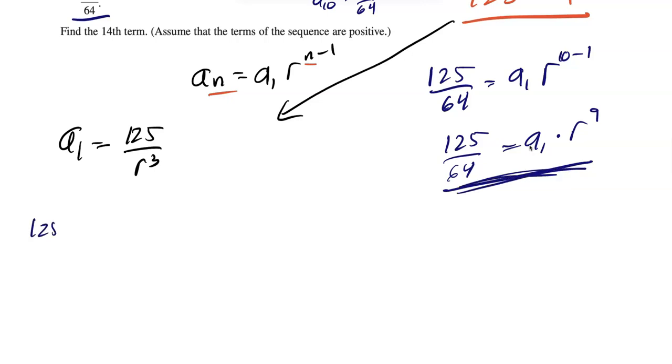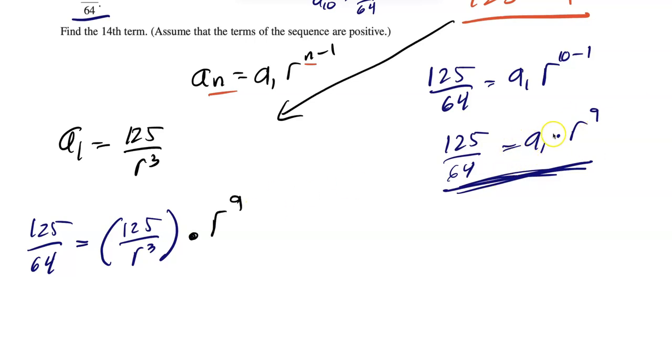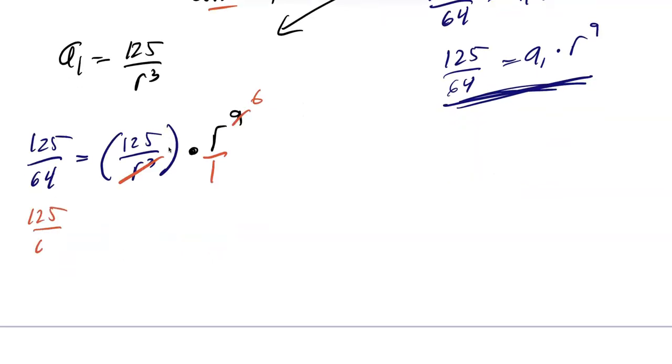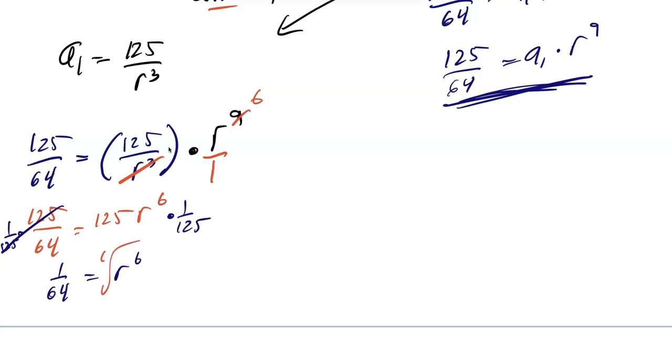So I'm going to have 125 over 64 equals 125 over r cubed times r to the 9th. I'm plugging into this formula, but substituting for a_1. The first thing that happens is the r cubed and r to the 9th reduce, and that's r to the 6th. So we get 125 over 64 equals 125 r to the 6th. Let's get rid of that 125 by multiplying both sides by the reciprocal, 1 over 125. Those cancel and I get 1 over 64 equals r to the 6th. Let's take the 6th root of both sides, and then you get r equals 2.